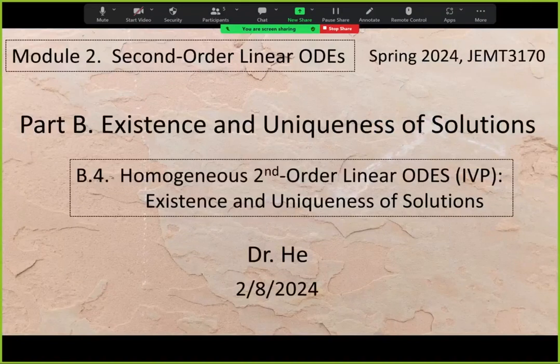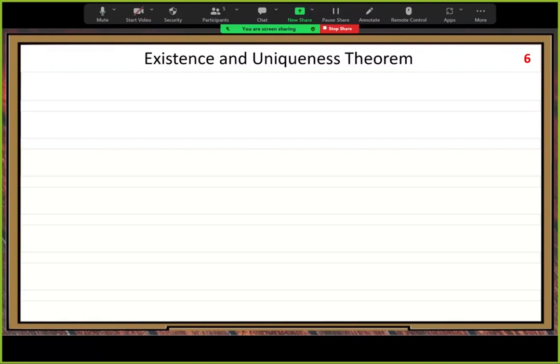So we have 5 minutes, but this B.4 is very short. Only one slide. Probably we can finish in 5 minutes, and then we take a break. For second order, the existence and uniqueness version is even simpler than the first order. So we just finish it before the break. Existence and uniqueness theorem.